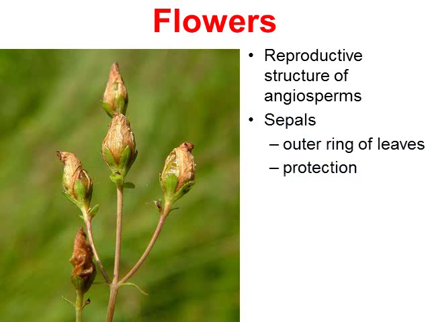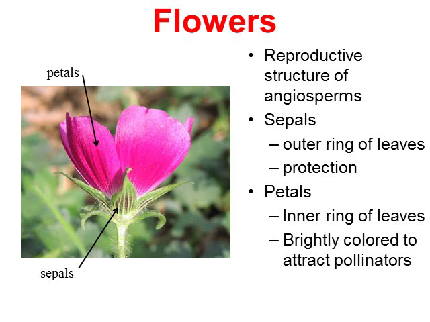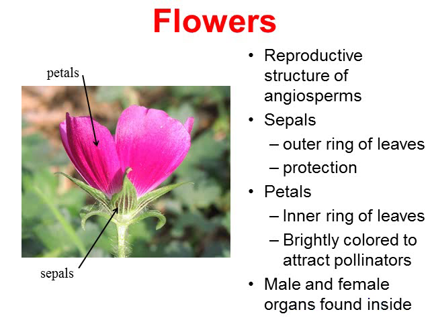So what we're going to first see are the outer protective leaves of a flower. We call these sepals. Well, now once the sepals start to peel back, and here's a great picture of it, once the sepals start to peel back, we have an inner ring of leaves that are often brightly colored, again, to attract pollinators. So once the sepals spread open, the petals are revealed. Now, if we were to peel back the sepals and peel back the petals, we would eventually come to the actual male and female organs that are found on the inside.